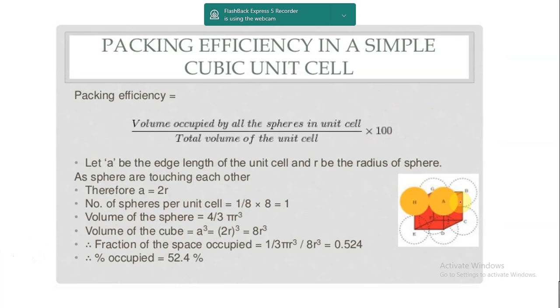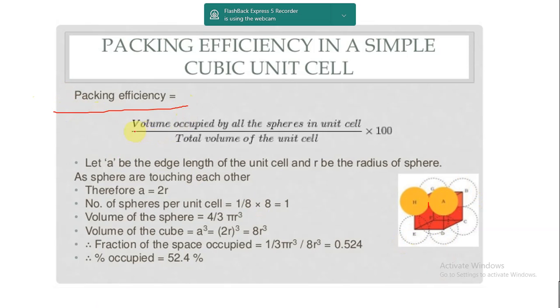This is my 8 corners A, B, C, D, E, F, G and H, and the atoms are present at all the 8 corners touching each other, isn't it? So what is packing efficiency? Let us first see the definition.